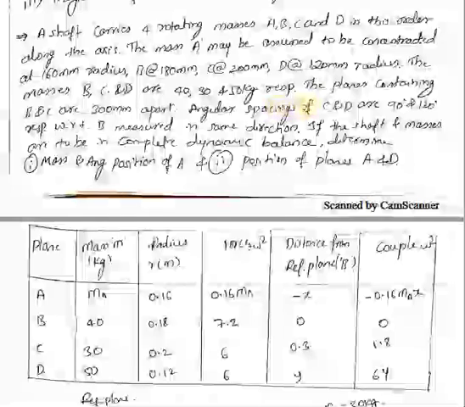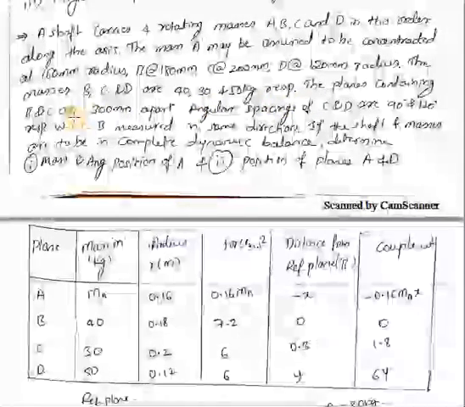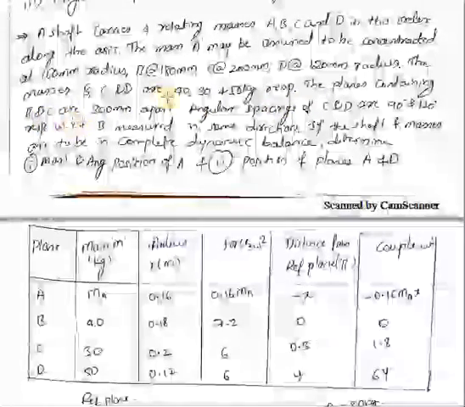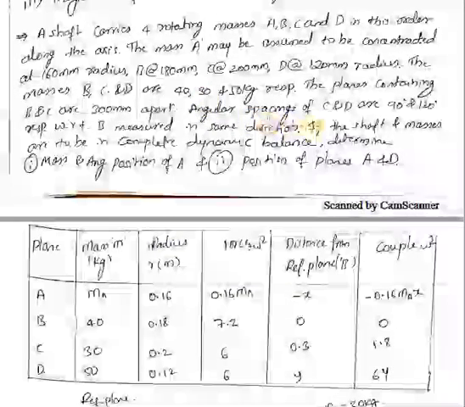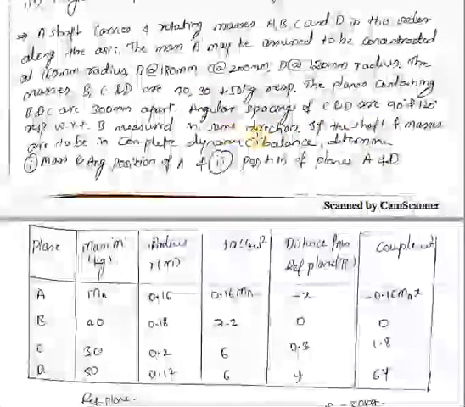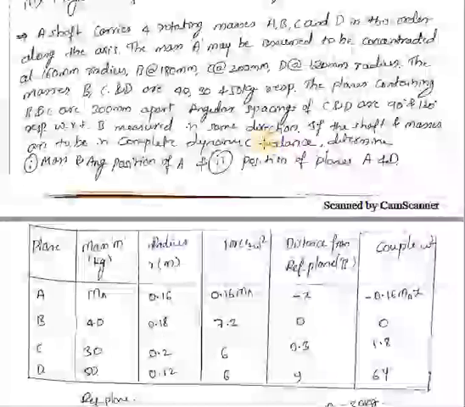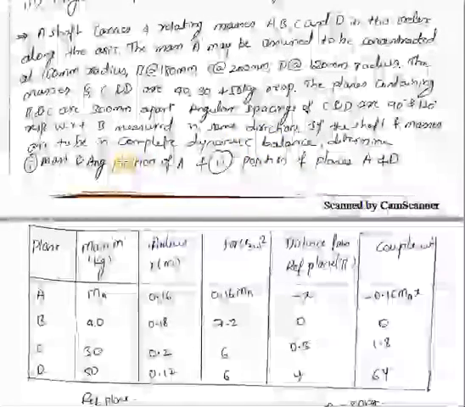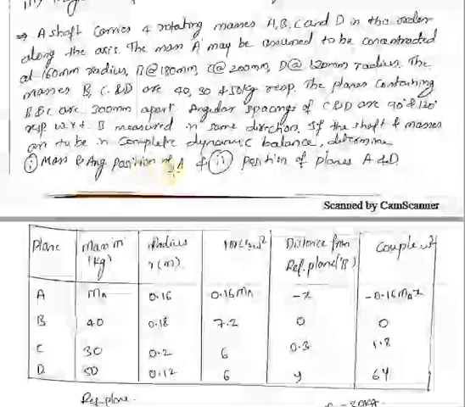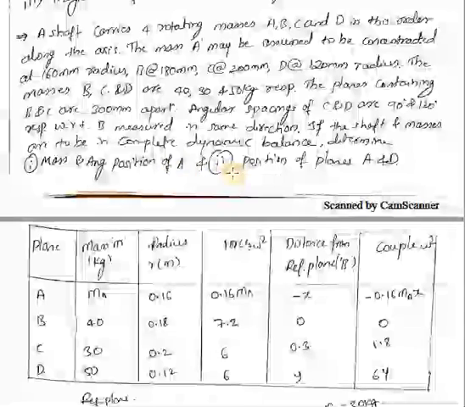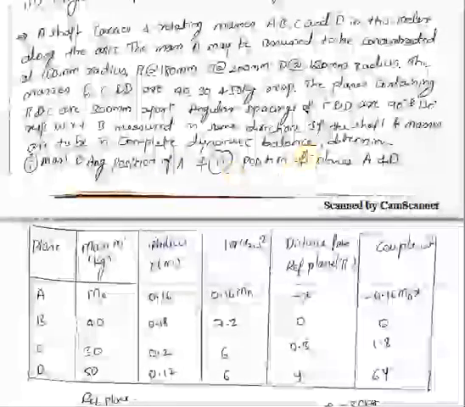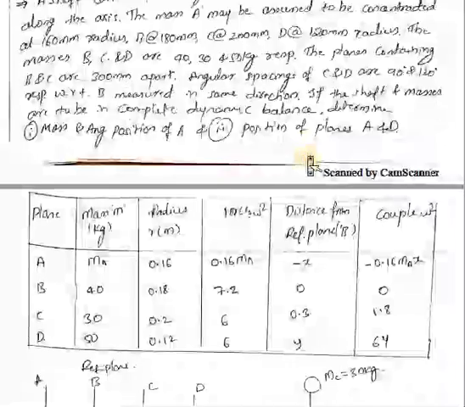And he has given the distance between the planes containing the masses B and C, and the angular spacings of C and D with respect to B. So for complete dynamic balance, you need to determine the mass and angular position of A, and second, the position of planes A and D. So let's start with the solution.